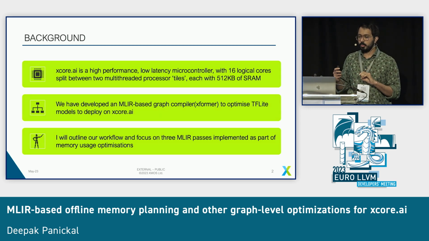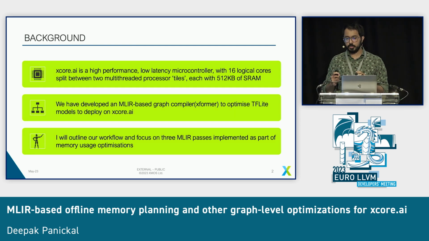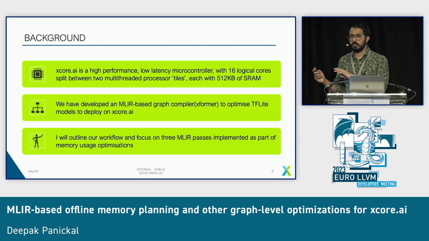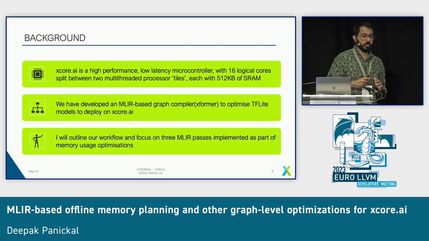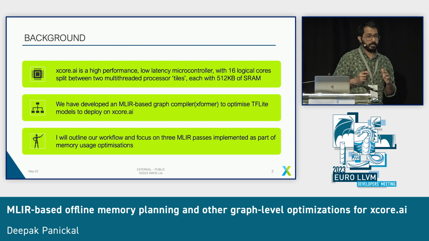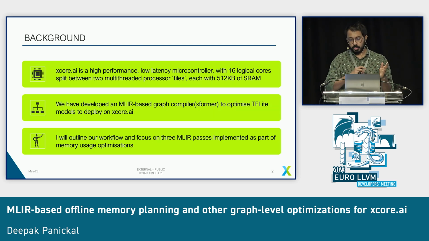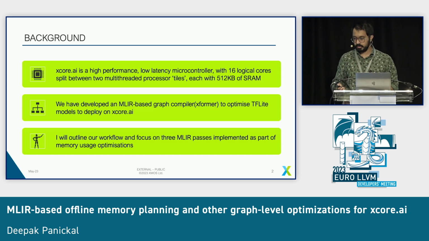We have developed an MLIR-based graph compiler to optimize AI models to be deployed on this chip. Now, in this talk, I will outline our workflow, talking about what we have done to reduce memory throughout our workflow, and also talk about 3 MLIR passes that we have implemented as part of memory usage optimizations.